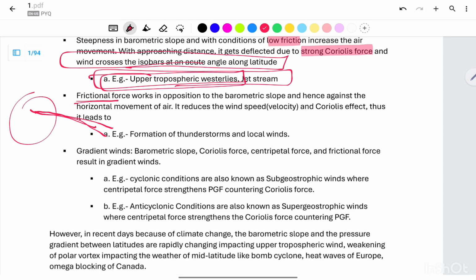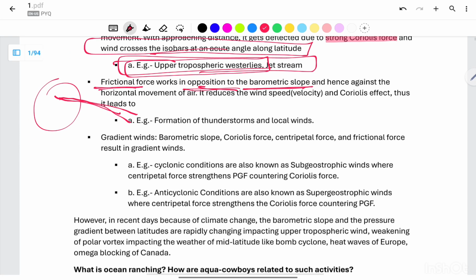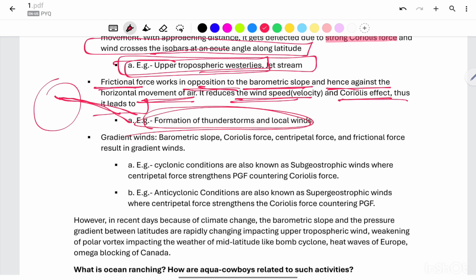Now frictional force works in opposition to the barometric slope and hence against horizontal movement of the air. It reduces the wind speed and Coriolis effect, thus it leads to the formation of thunderstorms and local winds, right, because of the effect of the frictional force. If this is the barometric slope, here the frictional force works in the opposite direction, right.